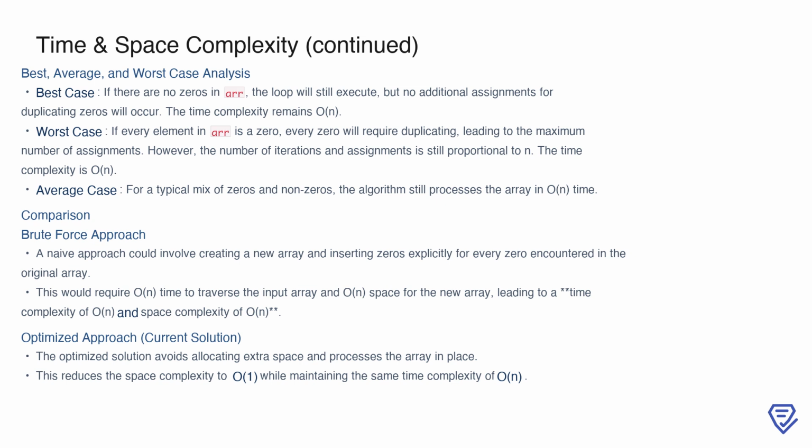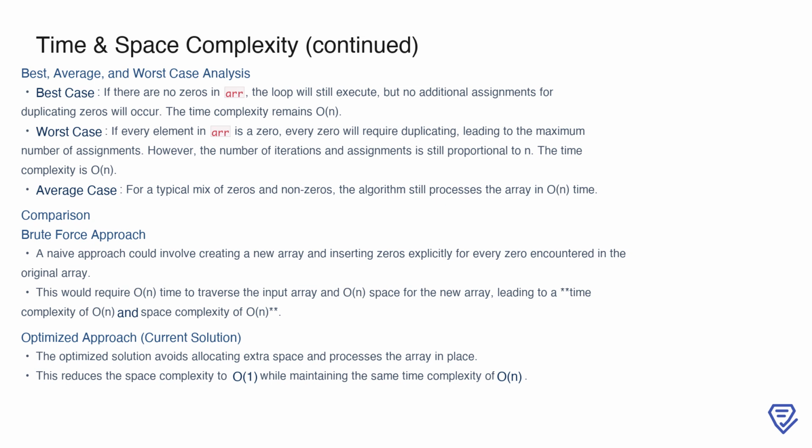In the worst case, where every element in the array is a zero, each zero requires duplication, which results in the maximum number of assignments. However, even in this case, the number of iterations and assignments remains proportional to n, so the time complexity is still O(n). For the average case, with a typical mix of zeros and non-zeros, the algorithm still processes the array in O(n) time.